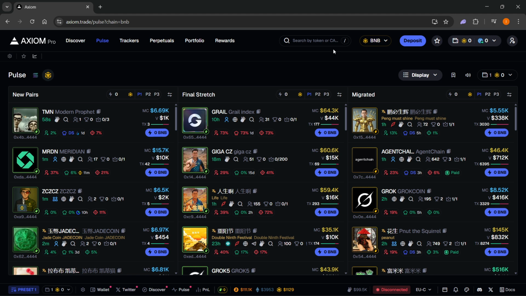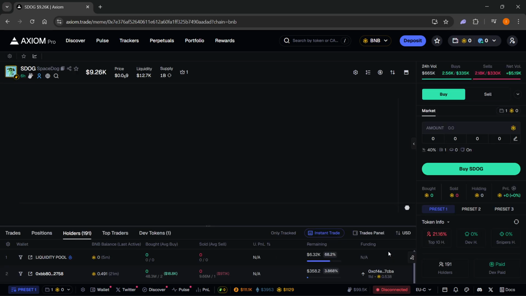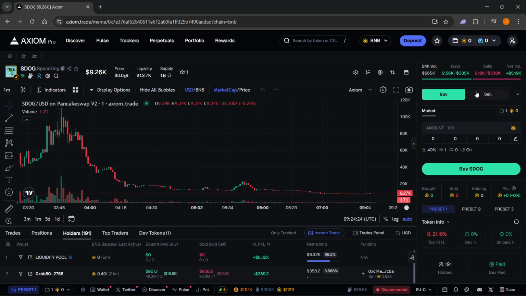Okay, so that's how you find them, and if you'd like to actually buy them, just pick the coin you'd like to buy. So for example, let's say, I don't know, this one is the one you want to buy. You can just go ahead over here and then buy and sell here on the right hand side. So that's how easy it is to find BNB meme coins.